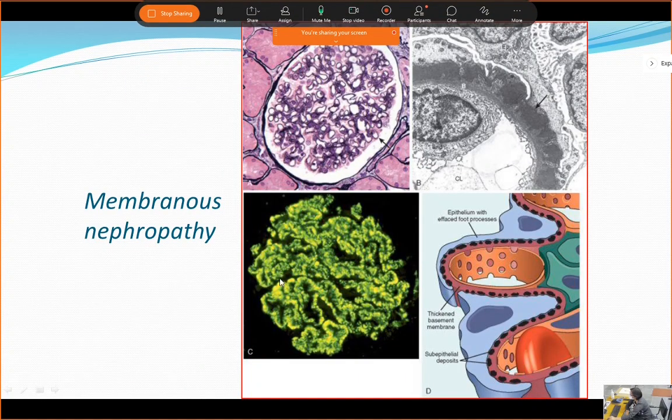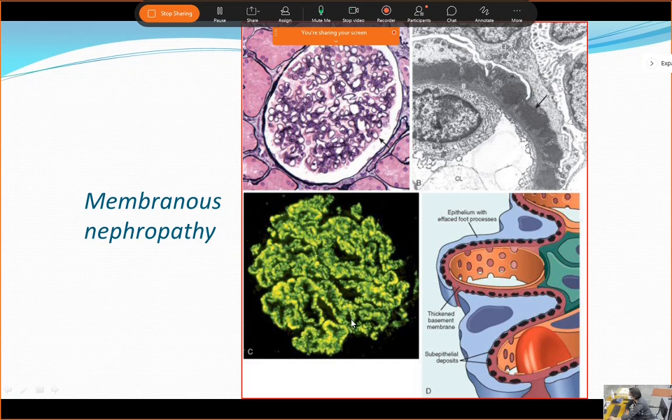Membranous nephropathy is when the deposits are just here at the basement membrane. So you will find, this is electron microscopy, the basement membrane is very thick, and here on light microscopy, if we do a stain which is a silver stain, we can see that the basement membrane is extremely thick. So this is the feature, and of course on immunofluorescence we will look for deposits along the basement membrane.